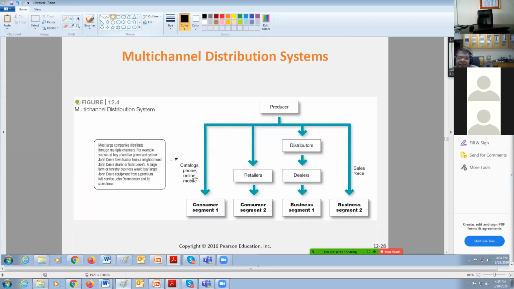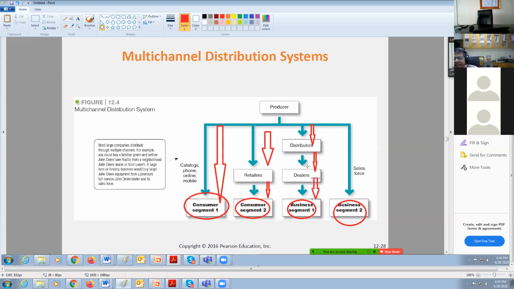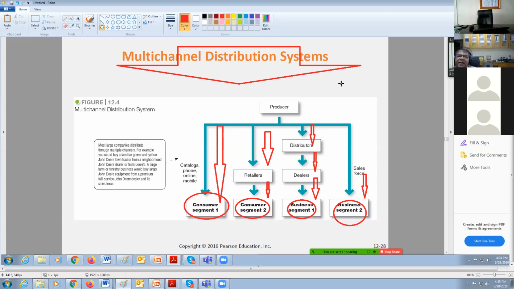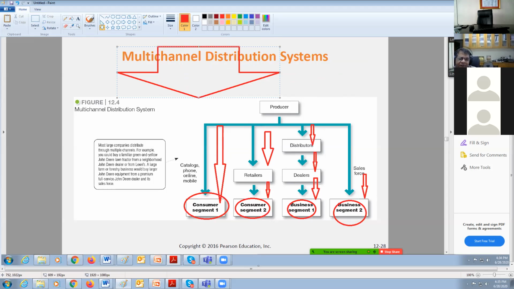You have studied segmentation, right? So here is consumer segment one, segment two, business segment one, business segment two. Now, consumer segment one, you will see no one in between. But consumer segment two, you have retailers. From retailer, it comes to consumer. You have producer to distributor, distributor to dealers, dealers to consumers, so three levels. And business segment goes directly to the salesforce. So this is what a multi-channel distribution system is, and you need to do this.